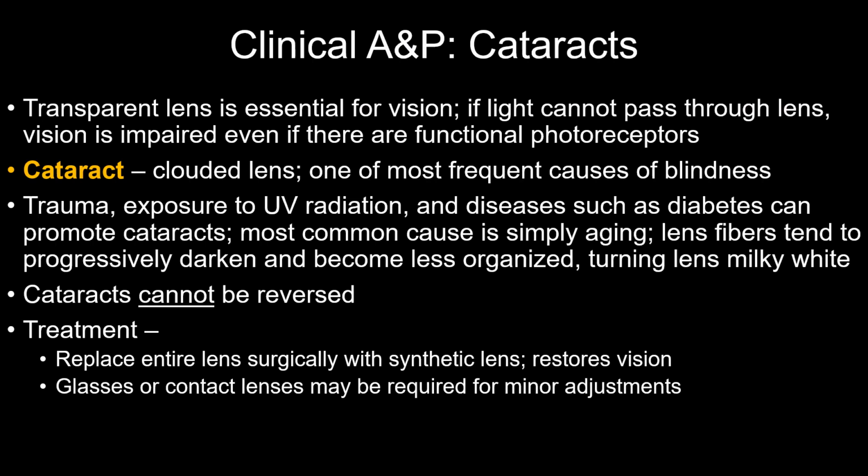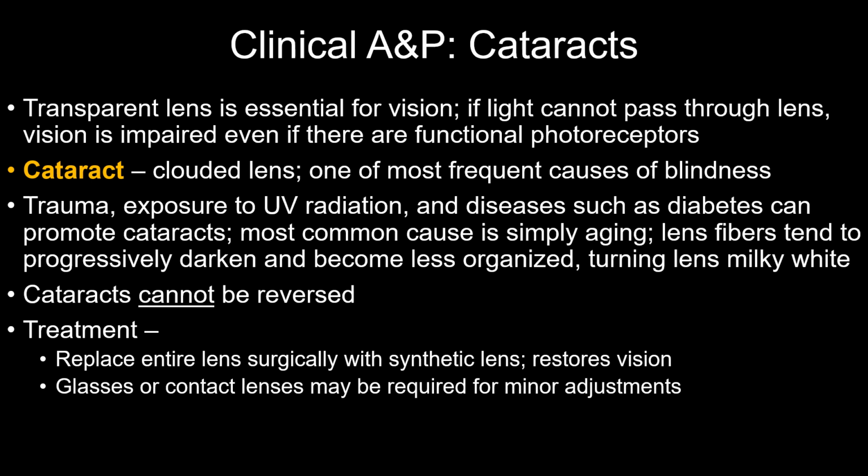Now, what happens if the lens is not clear? Well, then you're going to suffer from a condition known as cataracts. This is essentially vision being impaired despite the fact that functional photoreceptors are still present. A clouded lens, or a cataract, is one of the most frequent causes of blindness.